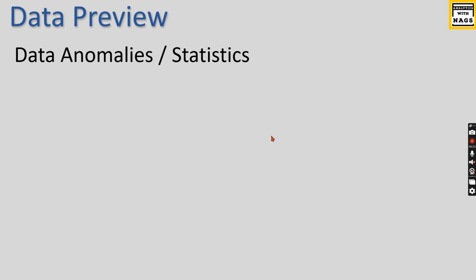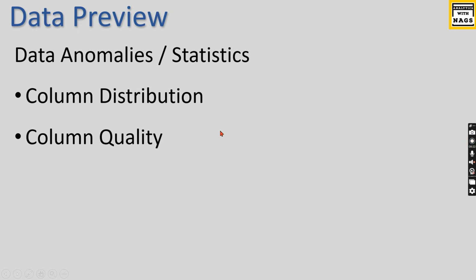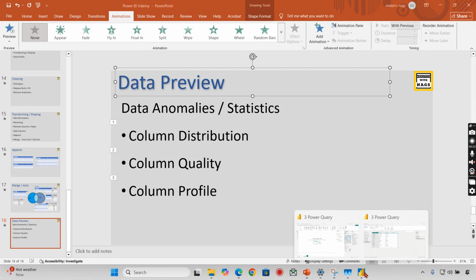In this section, let's try to understand what the data preview option in Power Query is, which is used to provide us a data analysis and statistics about the data using three options: column distribution, column quality and column profile. What are those? Let's try to check it out practically in Power BI. I'm in Power BI now.